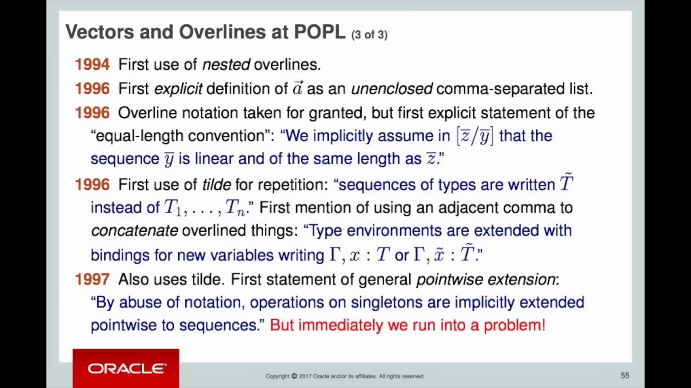In '97, we see another pi calculus paper using tilde. This has the first statement I could find of the rule of general pointwise extension: by abuse of notation, operations on singletons are explicitly extended pointwise to sequences. This is an attempt, I think, to address that question of how big is the overline? What is the unit of replication? But we immediately run into a problem with this, and in fact, in the same paper.